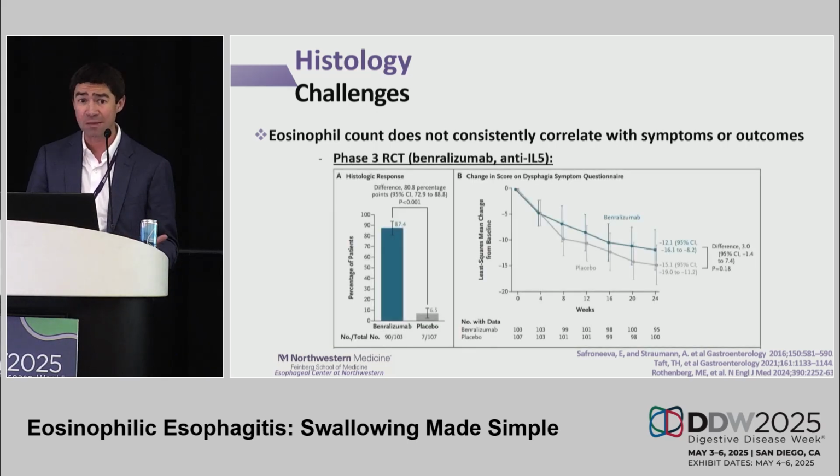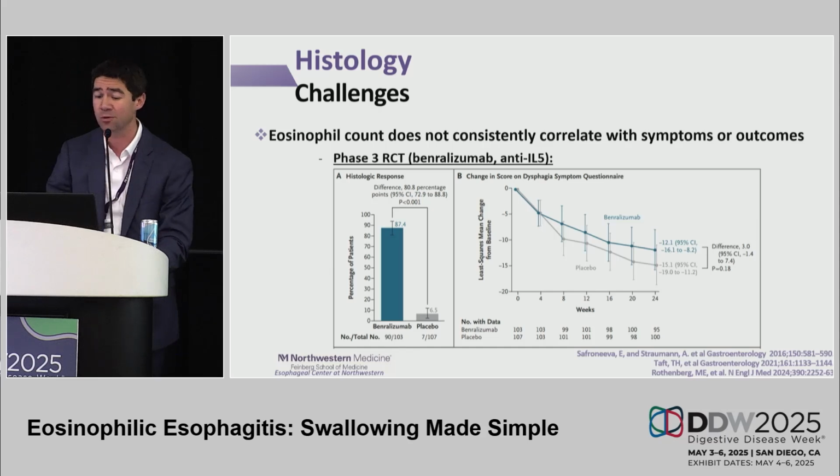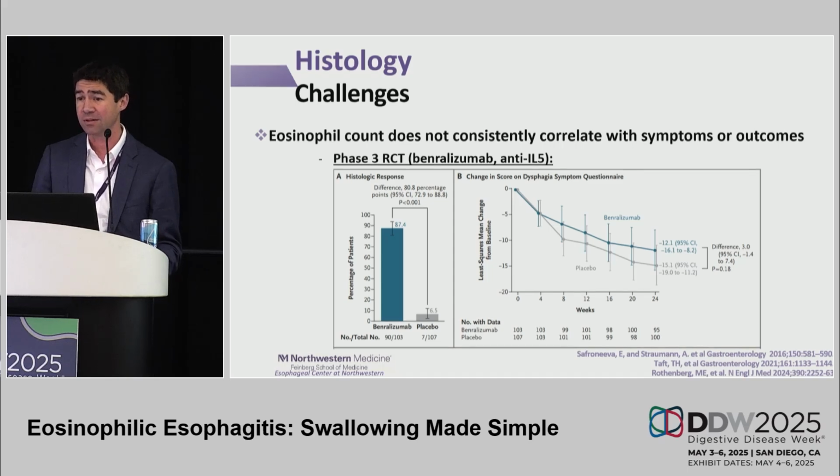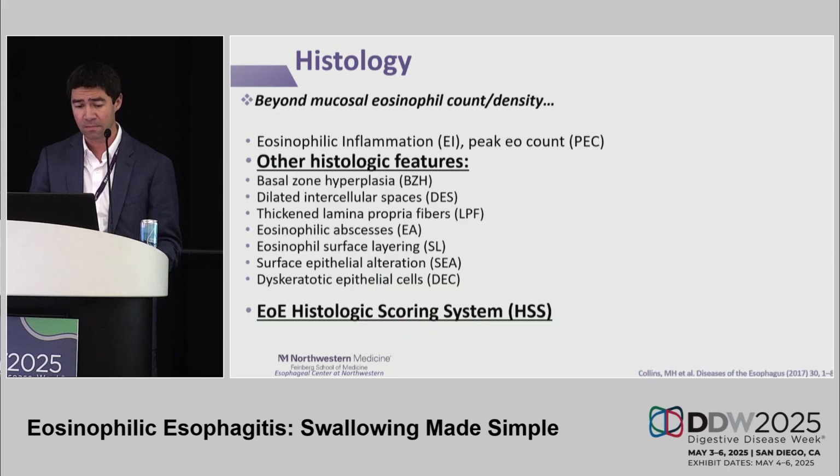And I think if we take some lessons learned from some of these recent clinical trials of the anti-IL-5 benralizumab, and this has been shown in actually multiple clinical studies, even with profound reduction in eosinophil count, we don't see dramatic differences in dysphagia using a validated dysphagia score. So eosinophil count, important, but not the whole story. And maybe it does come down to some of these other features.